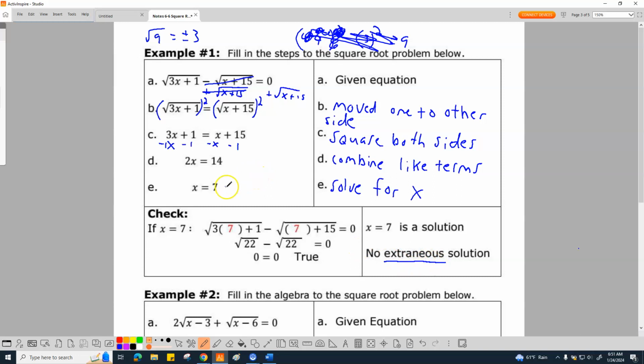So you have to go back to the original problem. Once you find your x, you have to plug it in and check. And you can see how they did it. If x is equal to 7, they went back to the original equation and plugged it all in. They end up with the square root of 22 minus the square root of 22, which, anything minus itself is 0, and you end up with 0 equals 0. That is true. It's bizarre, but go ahead and make sure you do that.